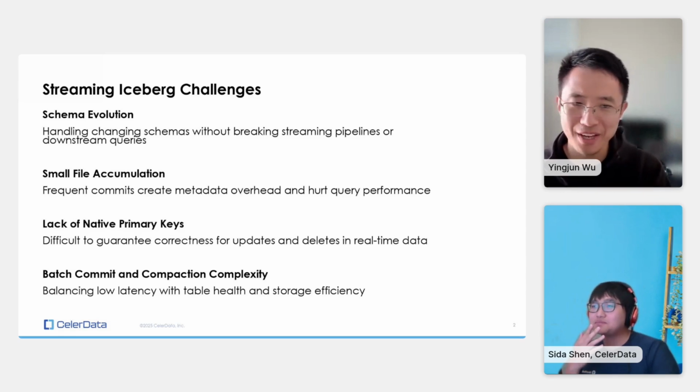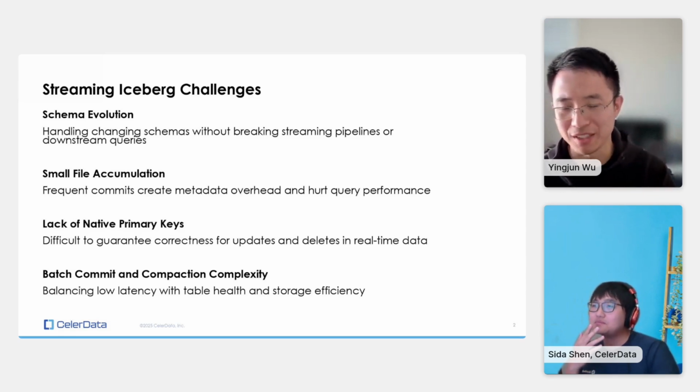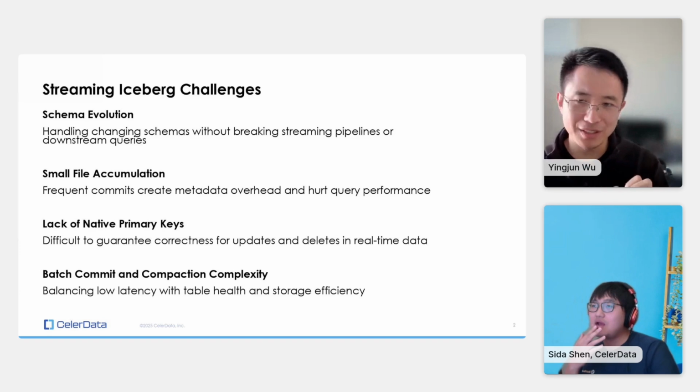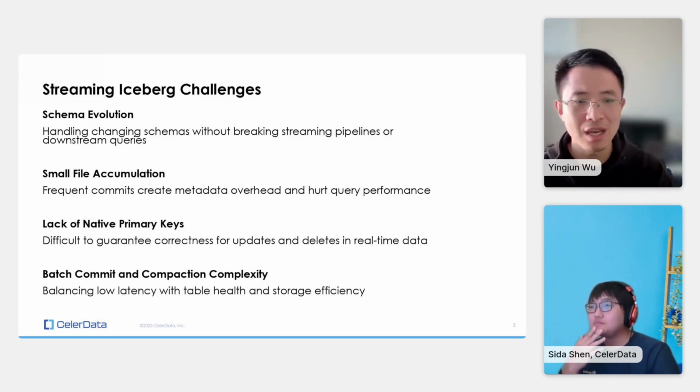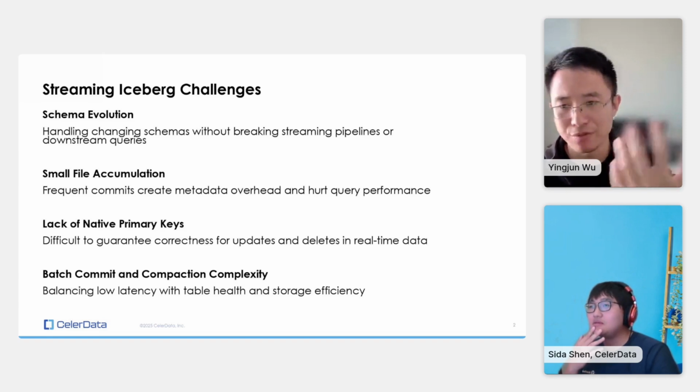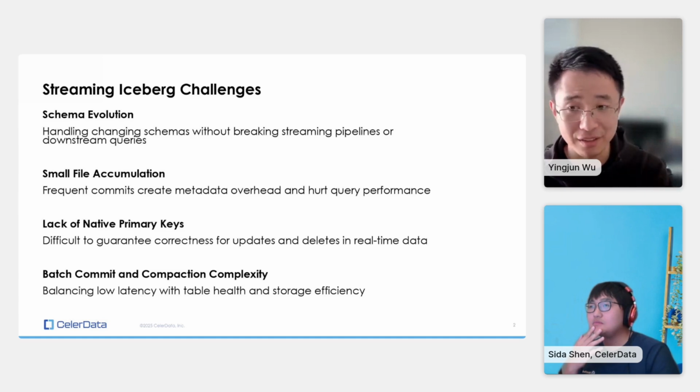Why can you still have small files even if you do batch commit? The reason is that you cannot guarantee you always have, let's say, 1 million events every single second. Sometimes you just get 1,000 events, and sometimes you get 10,000 events. So if you flush the data into Iceberg every 10 seconds, there will be some bigger files and some small files.